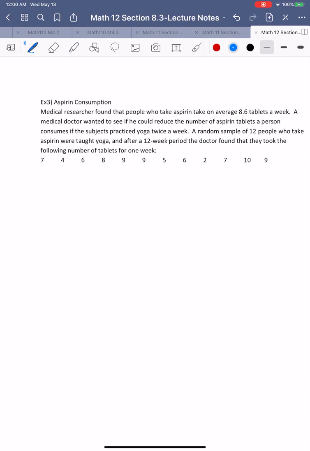So, I need to actually add something that I'm missing from that. Yes, it must be that we test the claim at alpha equal to 0.10 and also assume the variable is normally distributed.